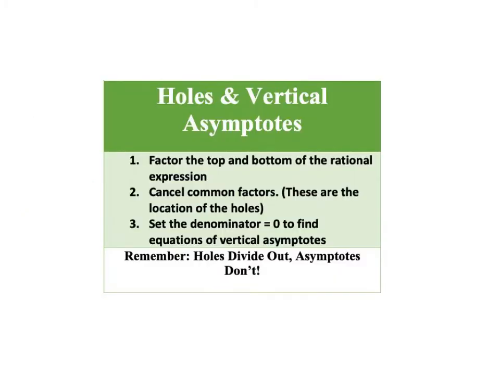So the tips on your screen show you how to algebraically find any holes and vertical asymptotes that may exist. Since there are going to be polynomials in the numerator and denominator, you're going to begin by factoring the top and bottom. You'll cancel out any common factors, but the ones that you cancel are going to give you the location of the holes. Anything that remains in the denominator, you're going to set equal to 0, and this is going to give you the equations of any vertical asymptotes where there is infinite discontinuity. I always say, remember, holes divide out, asymptotes don't.